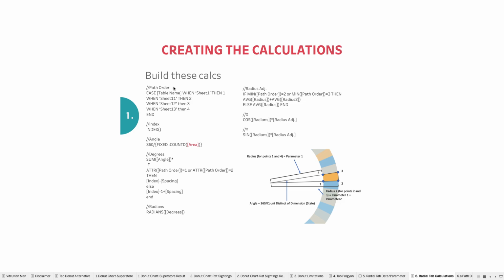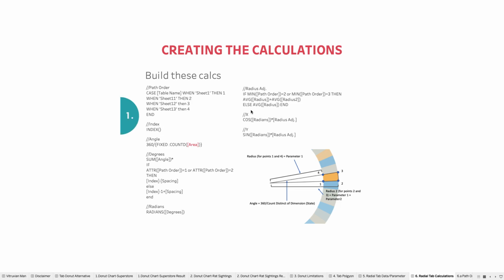So first is this path order. The path order is taking that table name, we brought in the data 4 times, and we're just going to say, we have to assign a point for each of them. So when it's sheet 1, then 1. When it's sheet 1, 1, then 2. When it's sheet 1, 2, 3, we're going to make it 4. And that's just allocating the data to each of these 4 points, so we can make a path and connect all these dots.